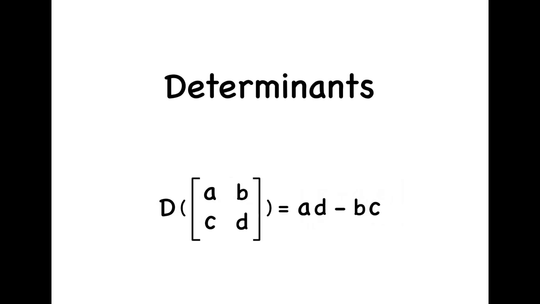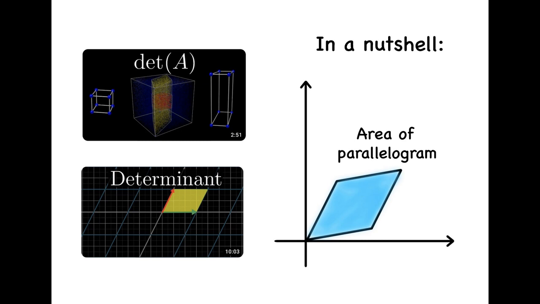In your high school, you may have encountered the notion of determinants. More specifically, you learned to compute the determinant of a 2 by 2 matrix, which involves multiplying the diagonal entries and taking the difference. For the geometric interpretation of determinants, you should watch these videos on YouTube. In this video, we will learn about the definition of determinant.